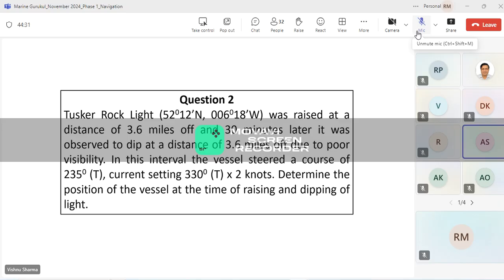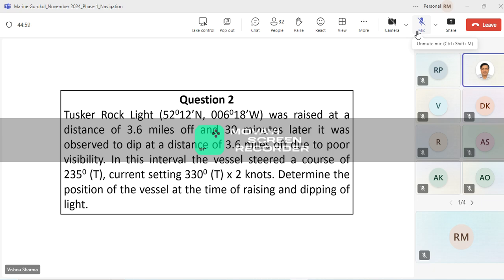Rising and dipping at the same distance. So what does it give you? That is what I'm more interested in, beta. Another position circle. Are they both for the same time, or are they for different timings? Read the question carefully. They are for different times, separated by an interval of 30 minutes. Am I right? Yes, correct, sir.